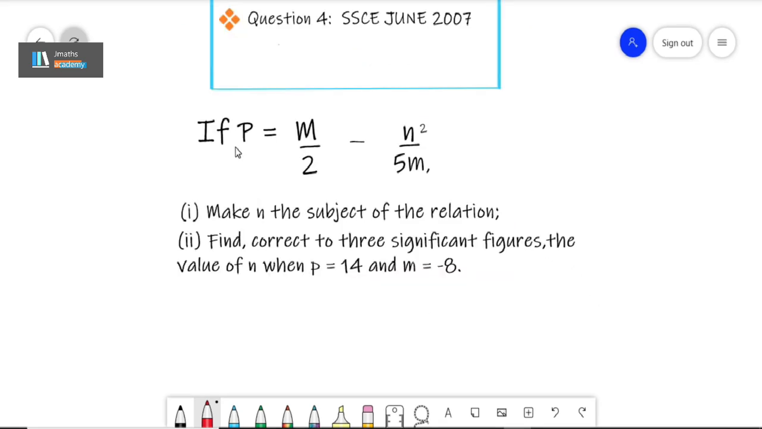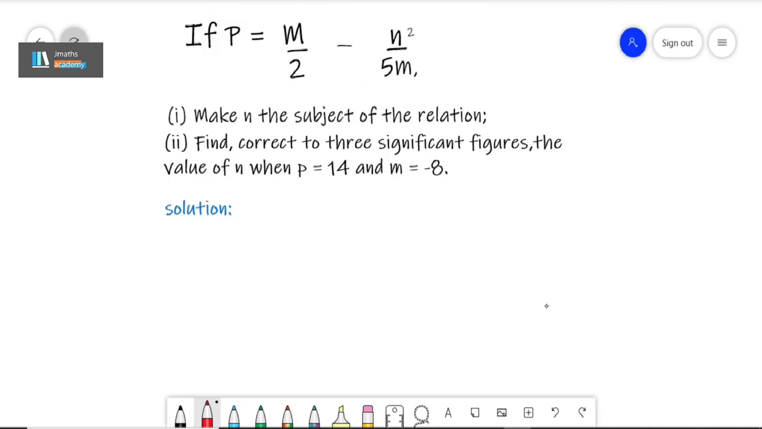Our question says if P is equal to m over 2 minus n squared over 5m, make n the subject of the relation, and find, correct to 3 significant figures, the values of n when P is equal to 14 and m is equal to minus 8. Okay, solution. So we have P equal to m over 2 minus n squared over 5m.